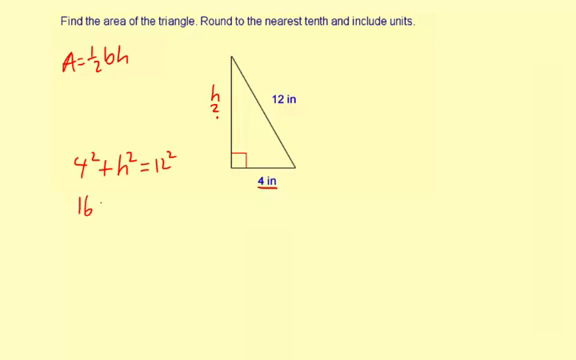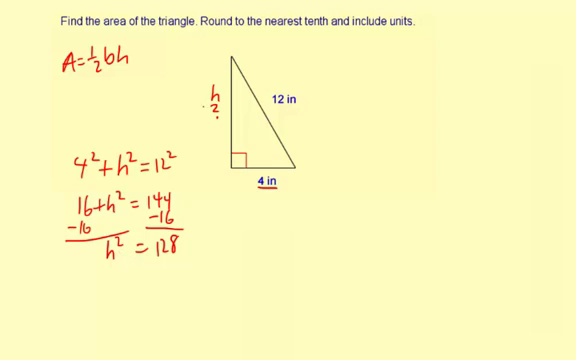4 times 4 is 16, plus h squared equals 12 times 12, which is 144. Now to solve for this h squared, we're going to subtract 16 from both sides. So 16 minus 16 is 0, which means we're just going to have h squared on the left. And then we'll subtract on the right. So h squared is 128.